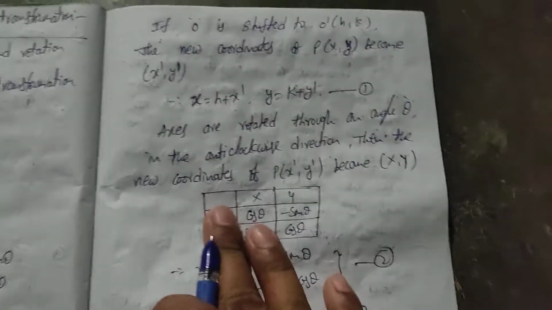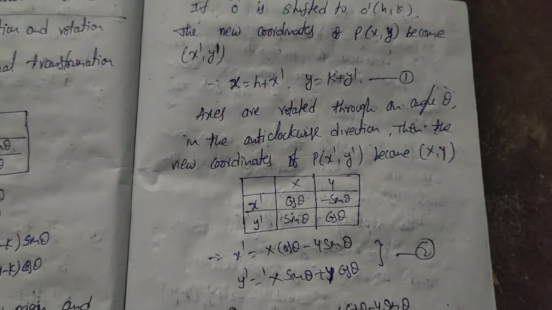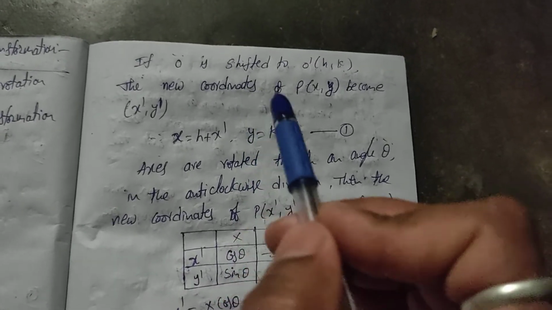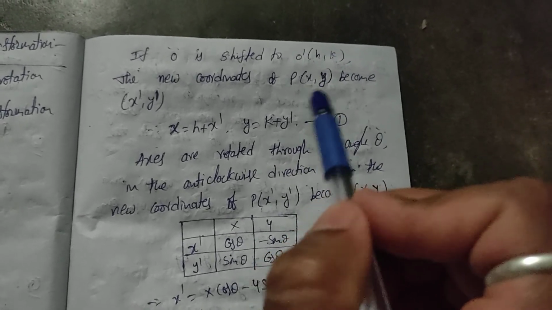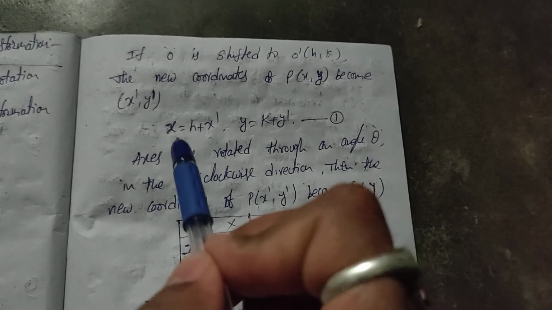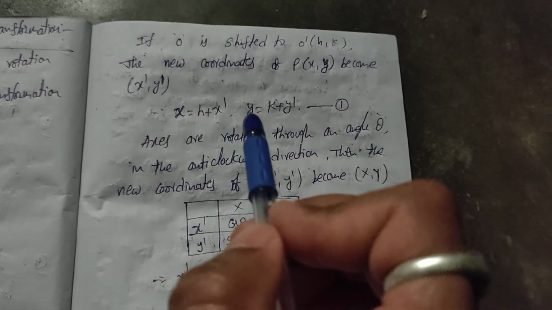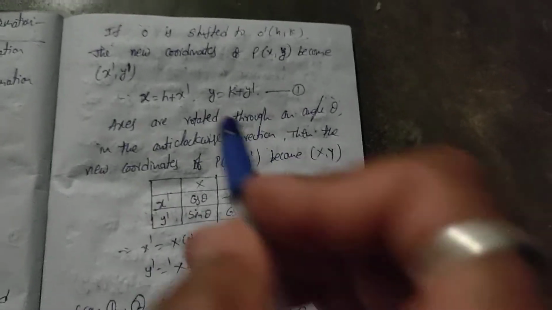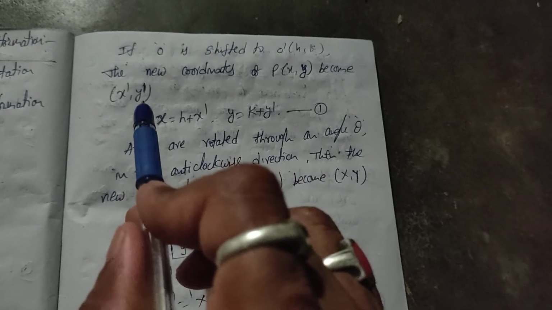Okay. So the new coordinates of P (x, y) become (x', y'). Just now I told you. Therefore, when the origin is translated to some point (h, k), the original coordinates (x, y) satisfy the relation x = x' + h, y = y' + k, or x = h + x', y = k + y'. So we know this formula. In the place of capital X, y, just remember this is x', y'.